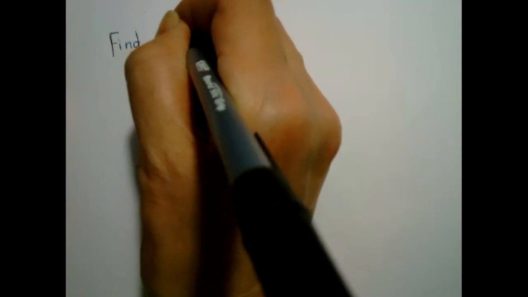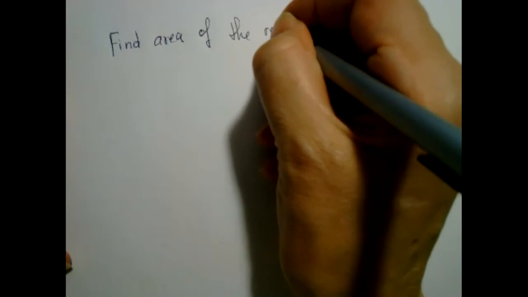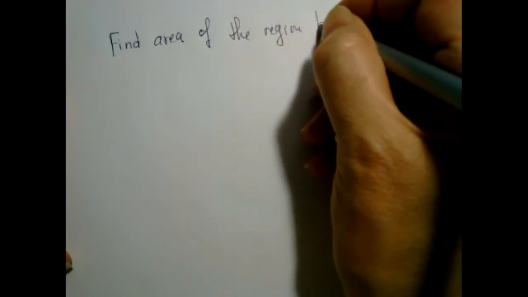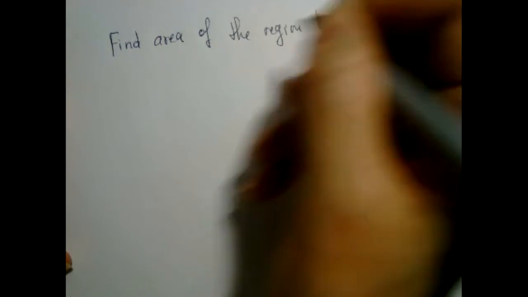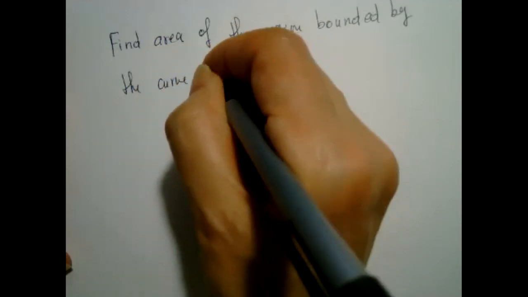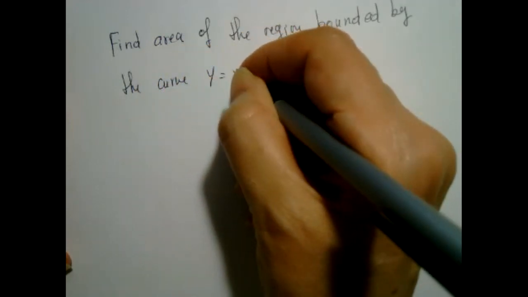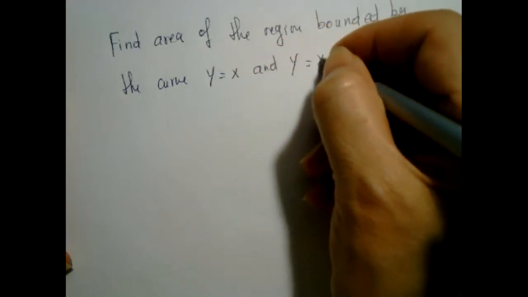Very quickly, another problem, and I'm going to follow the same steps, but of course, I will go a little bit faster every time. Now, the question is, find the area of the region bounded by the curves y equals x and y equals x squared minus 3x.